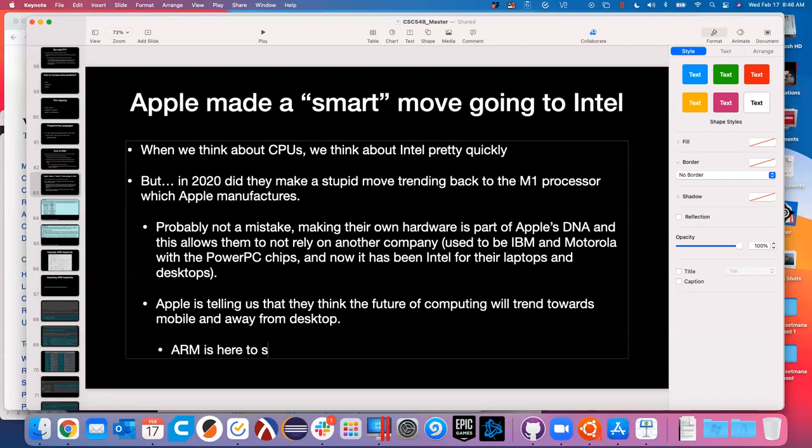ARM is here to stay, at least for a while. So Apple is making the physical processors, but they have adopted the ARM architecture to run on those physical processors. Right? So there's two sides to that. One is, what's the language that's used to communicate with this chip? That's the ARM version, whatever language.